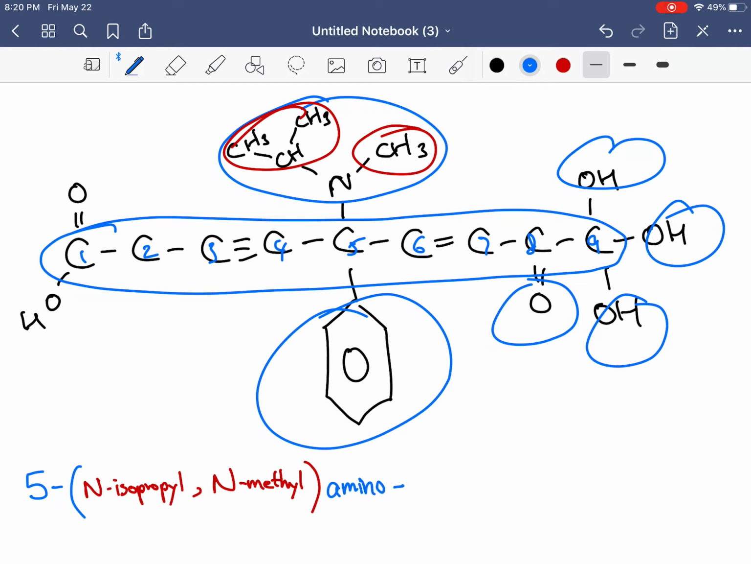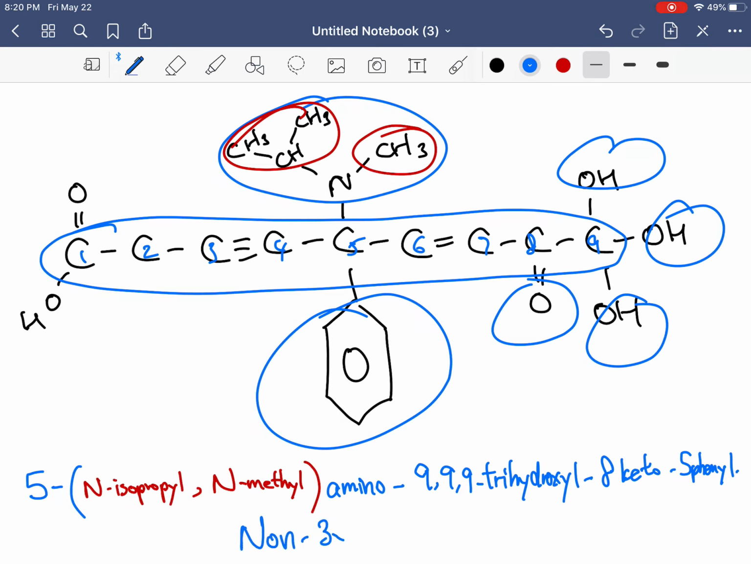This is all part of amino. All right. And then you have your, I guess, hydroxyl, 9,9,9-trihydroxyl, 8-keto, 5-phenyl. All right, you have a non, 3-ine, 16, oleic acid. All right.